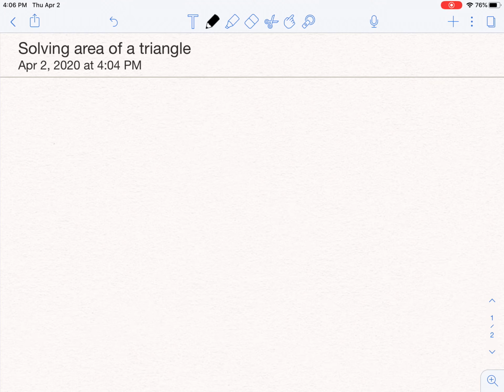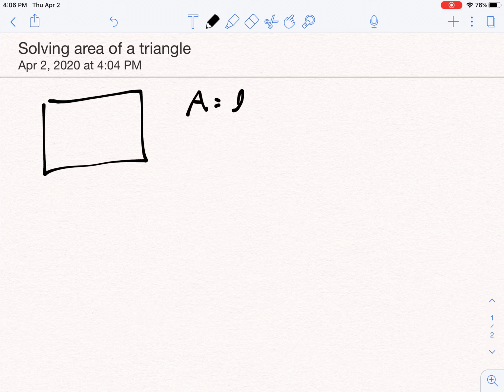Hey guys, I just wanted to take a minute here and review a few of the things we talked about with triangles and area. So I want to start off with the basic understanding that you guys had already. Last time we talked about area of a rectangle, and we said the area of a rectangle was simply my length times my width.